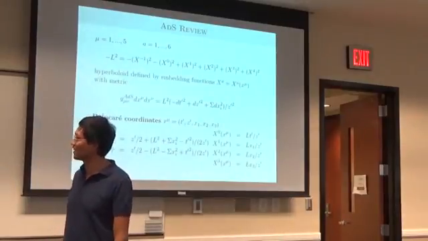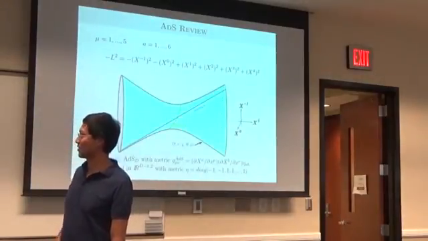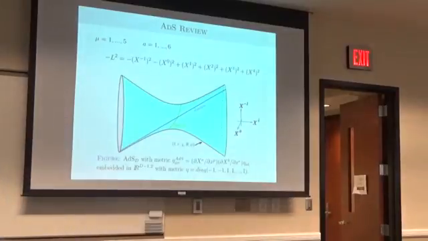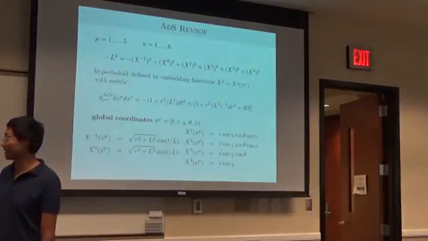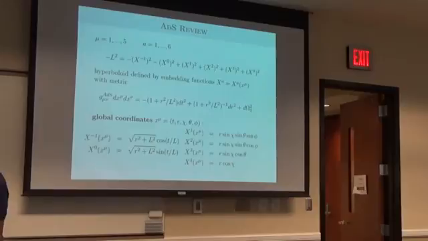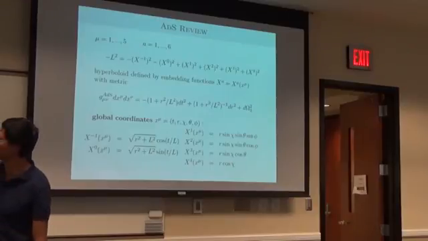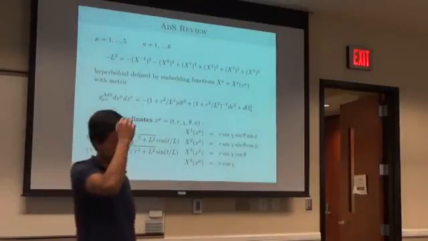So what if you wanted to do that? It turns out there is such a choice. So let's call them unprimed: t, r, chi, theta, phi. And that choice of embedding corresponds to this choice of embedding functions. There's 6 of them. And these are the so-called global coordinates.